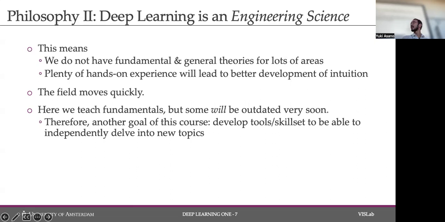Because the field is moving quickly, there's some bad news in the sense that some of the stuff we teach will be outdated very soon. I might be saying this particular function or this particular part of a neural network is very important and it works very well in the current setting. It does. I won't be telling any lies, but maybe in 2 years, no one will be using that anymore. So one key aspect of this course is to develop the skills so that you can independently delve into new topics. If you're working at a company or doing research in 2 years, you know what has been around 2 years ago because you've taken this course, and you will be able to learn the new topics by yourself.